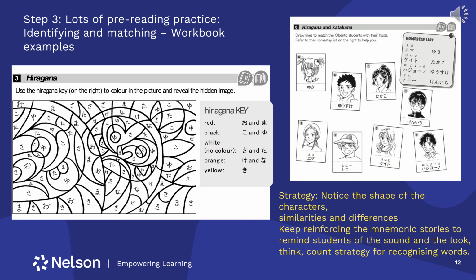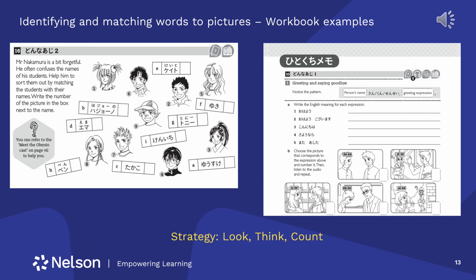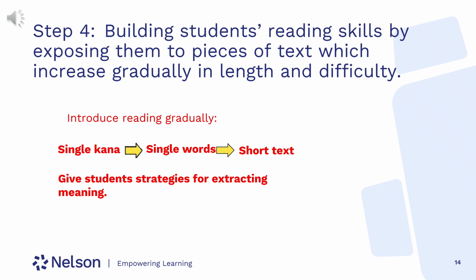You'll find many tasks for steps 3 and 4 in the workbook. Unfortunately, today we can only show you a few. Identifying and matching words to pictures. Remind students of the strategy look, think, and count. Step 4. Building students' reading skills by exposing them to pieces of text which increase gradually in length and difficulty. So we start with single kana, then single words, then short text, and we give explicit strategies for extracting meaning.